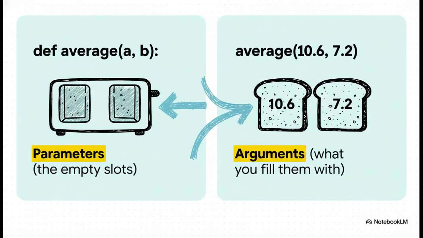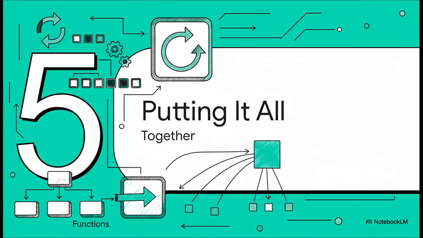Okay, time for a quick jargon check, because this is a spot where a lot of people get mixed up. The placeholder variables inside the function definition, like our a and b, those are called parameters. The actual values you provide when you call the function, like 10.6 and 7.2, those are called arguments. The easy way to remember it is parameters are the empty slots and arguments are the actual things you slide into those slots.